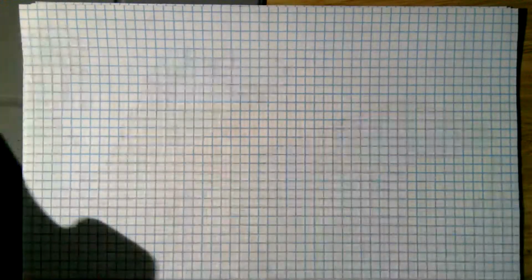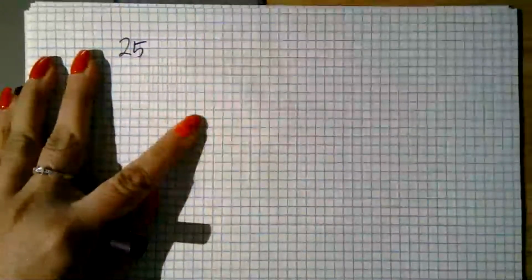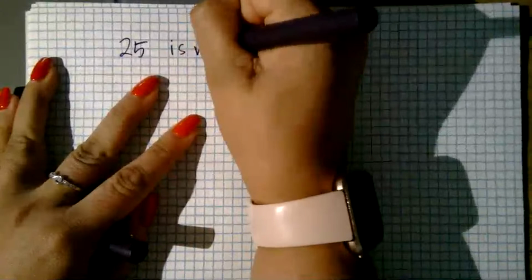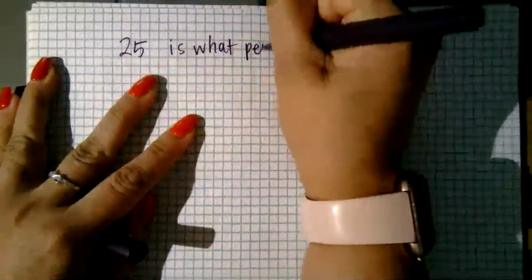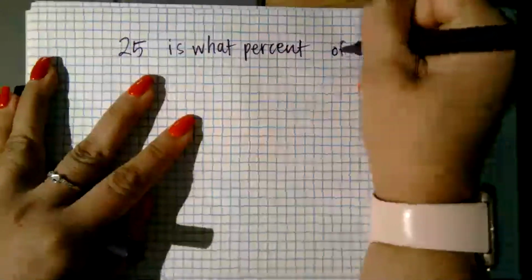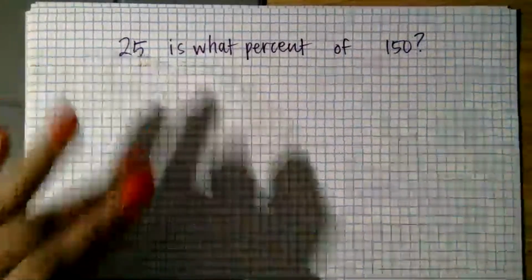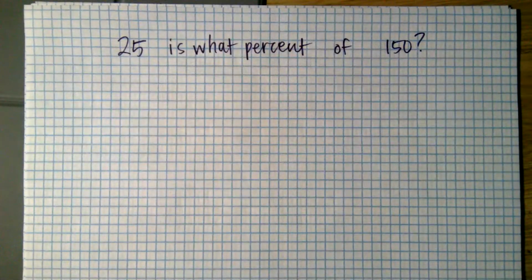So I'm going to go ahead and write it out. I did get some thicker markers just because I know that the graph paper sometimes eats up my ink. So here we go. First question is 25 is what percent of 150? Cool. Oh, that's so much nicer.